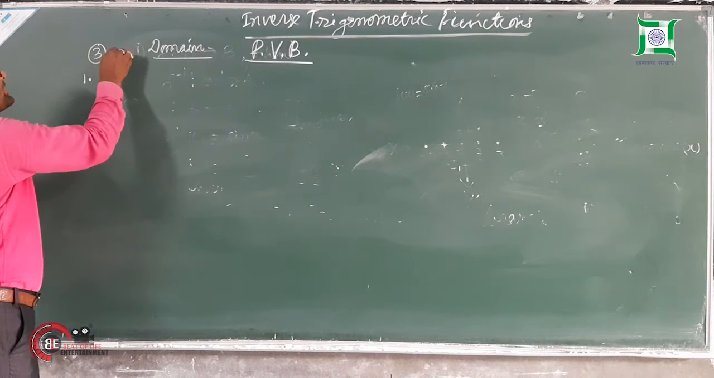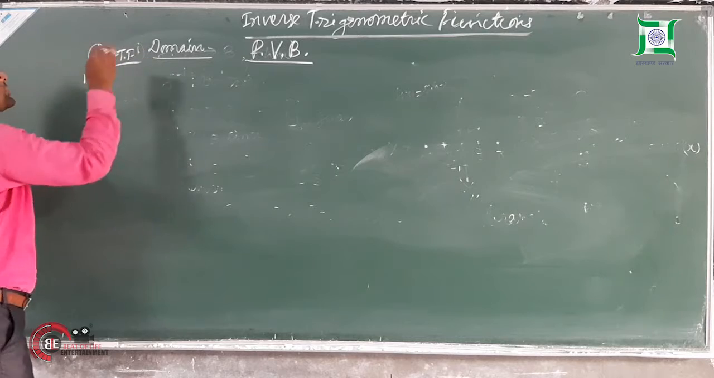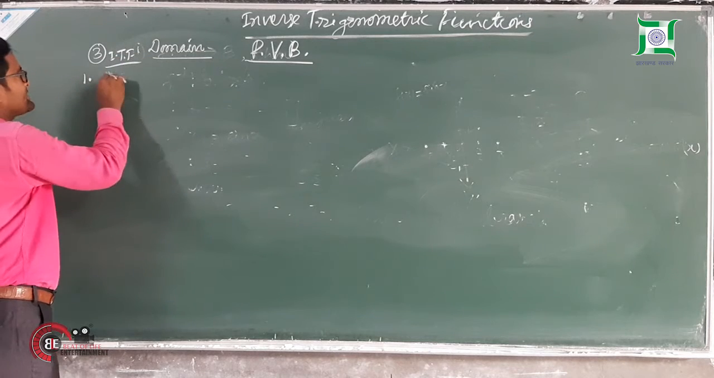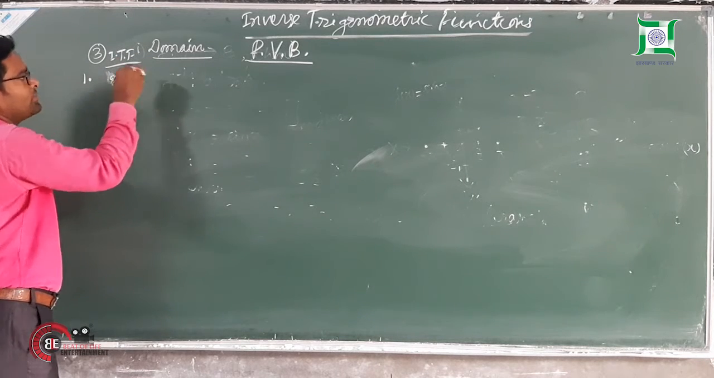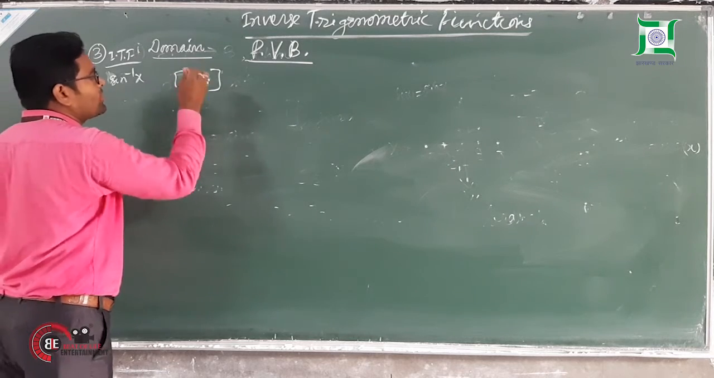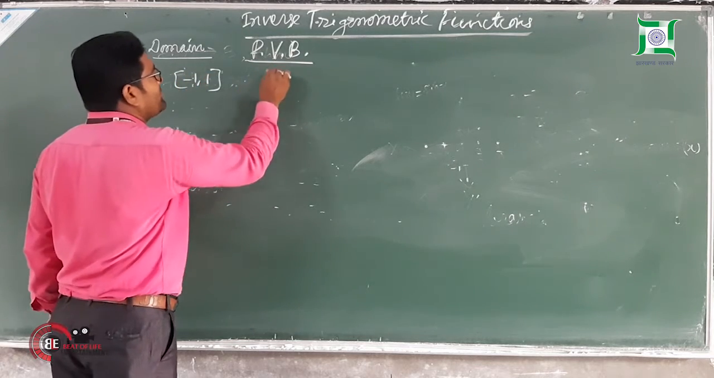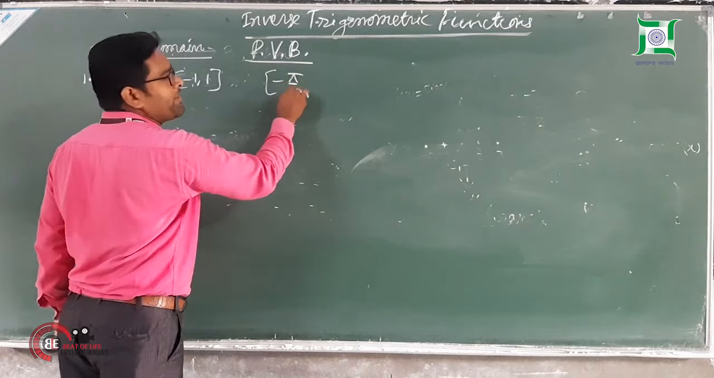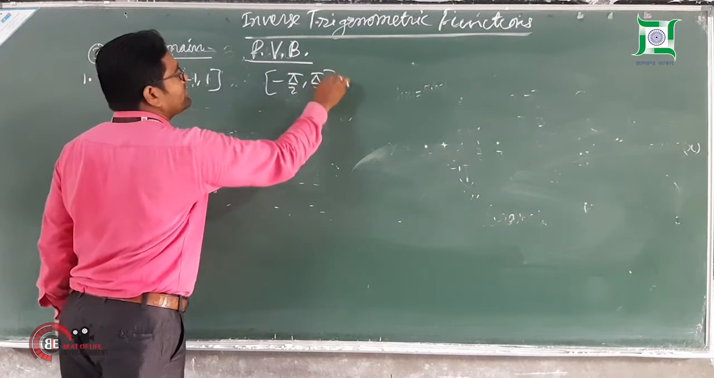Here I am writing ITF, meaning inverse trigonometric functions. Here it is sine inverse x. Already I have shown you the domain is minus 1 to 1 as a closed interval, and the principal value branch is minus pi by 2 to pi by 2.